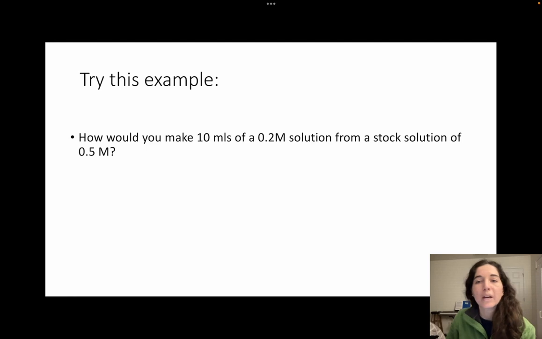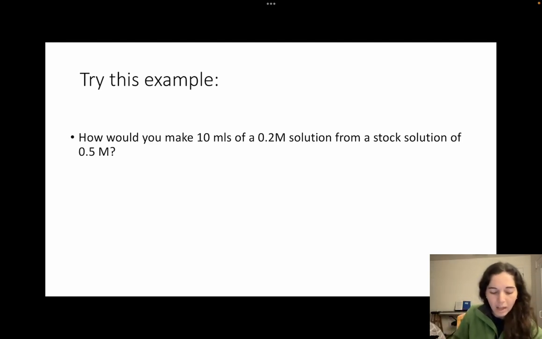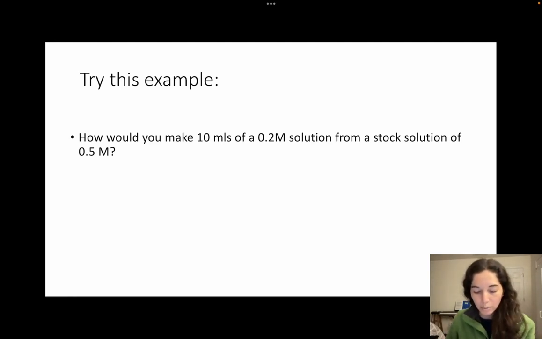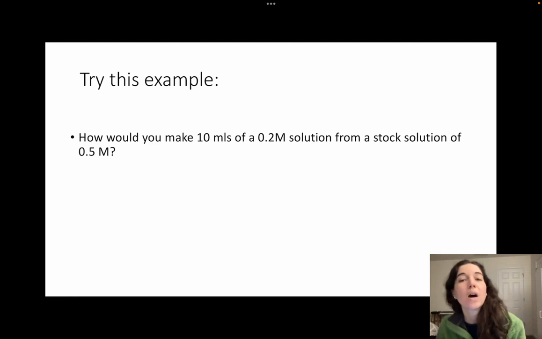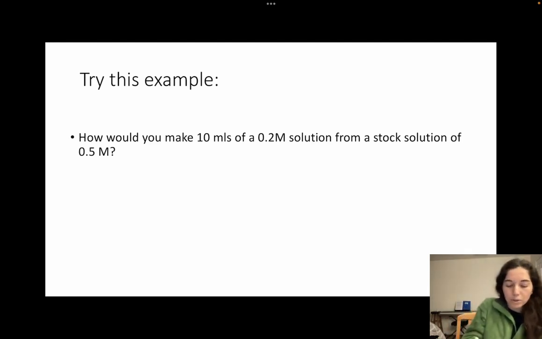All right, so let's try this example now. How would you make 10 mils of a 0.2 molar solution from a stock solution of 0.5 molar? So use your C1V1 equals C2V2 equation.